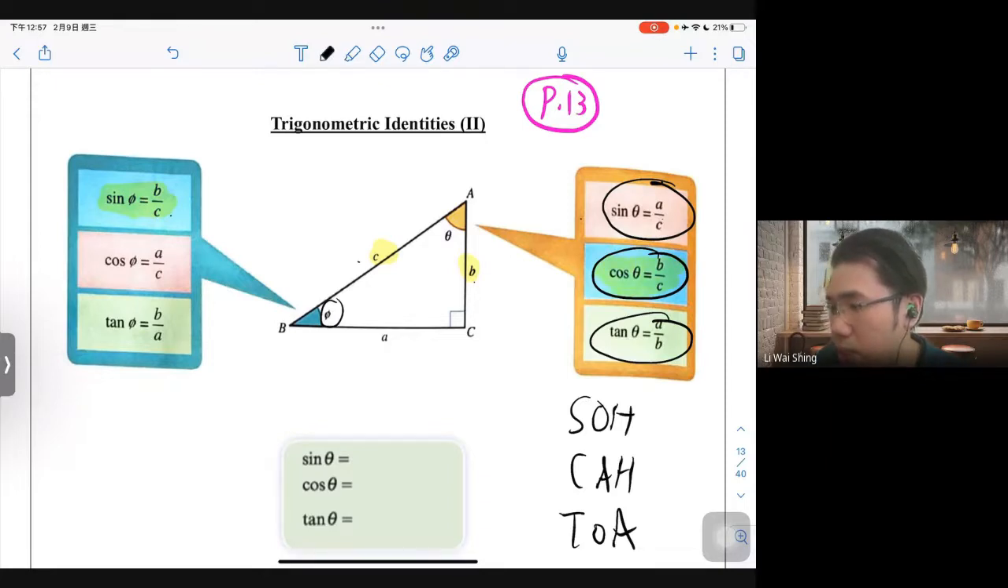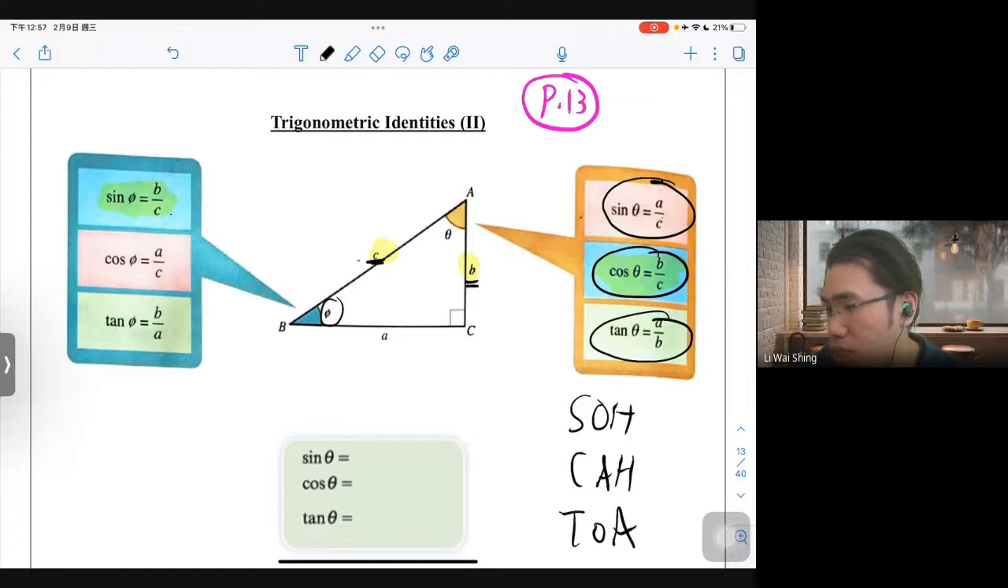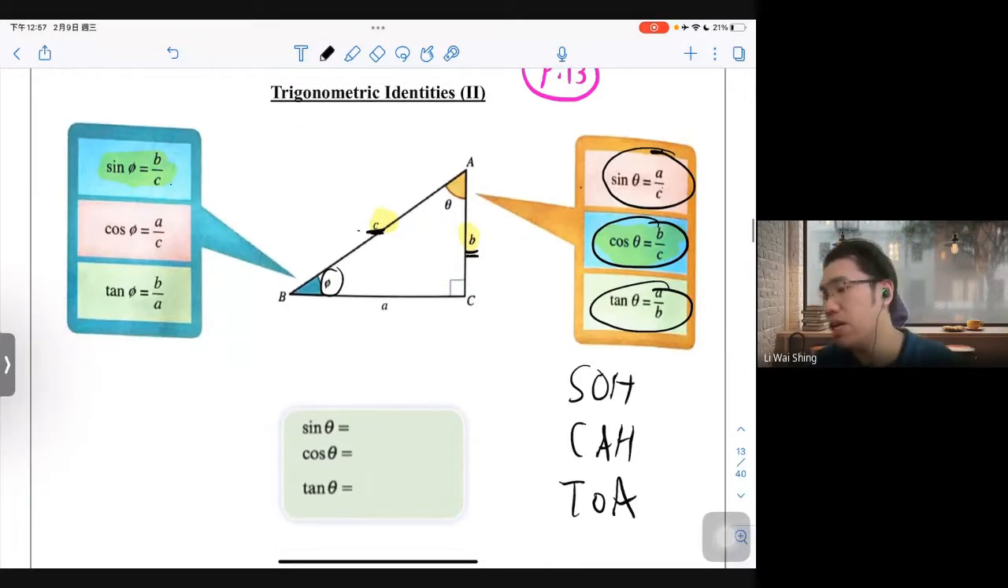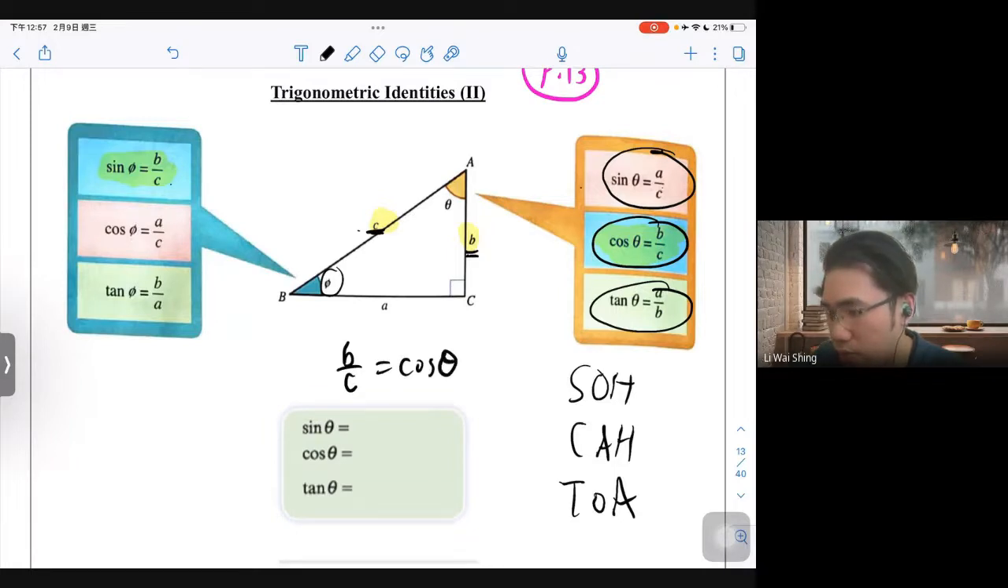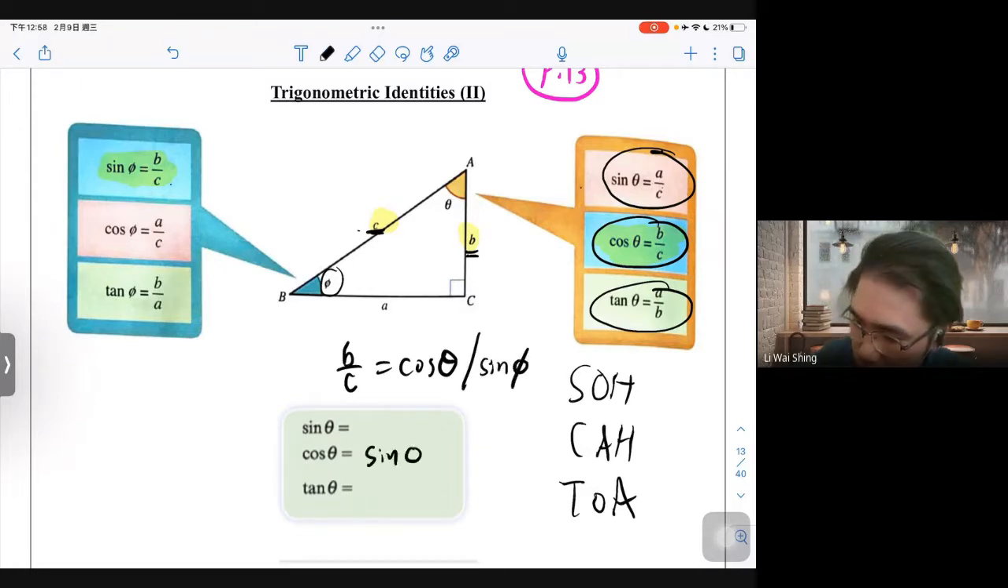That means B over C, in phi, can be written as cosine theta, or it can be written as sine phi. B over C, if you take a look at theta, it is cosine theta. If you look at the phi here, B over C is sine phi, so they are equal.